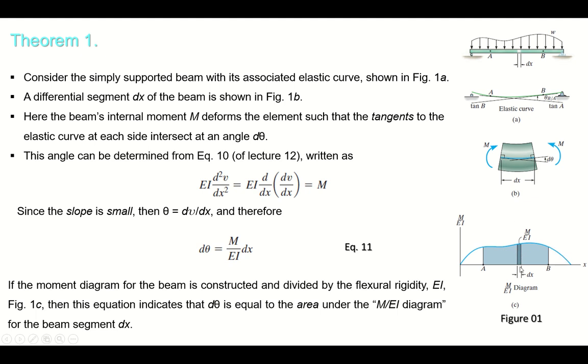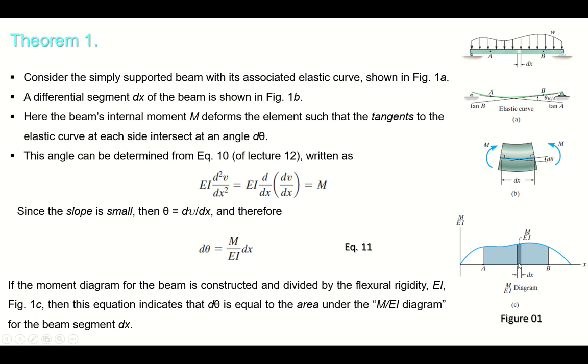So if you can see the same area element that we considered, dx is the width or the thickness of this element, and the height of this element will be M over EI. So it is a rectangle, and the area of a rectangle is simply length into height, the multiplication of two sides. Therefore this equation indicates that d theta is equal to the area under the M over EI diagram.